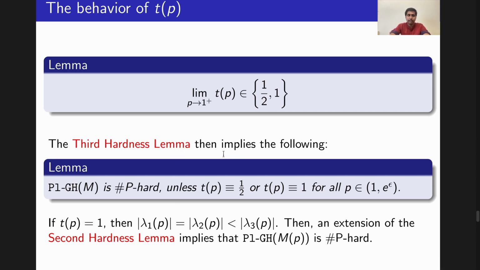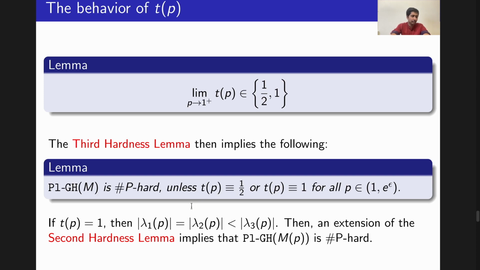So using the fact that I just mentioned, it is possible to show that as P converges to 1, T of P will be either 1/2 or it will be 1. Now, from the third hardness lemma, we know that if T of P is not a constant, then planar GH of M is sharply hard. And combining that with this lemma, we can show that unless T of P is the constant 1/2 function or the constant 1 function, planar GH of M must be sharply hard.